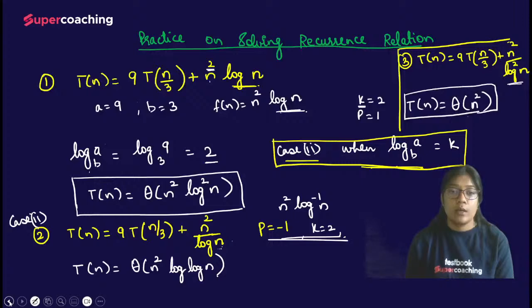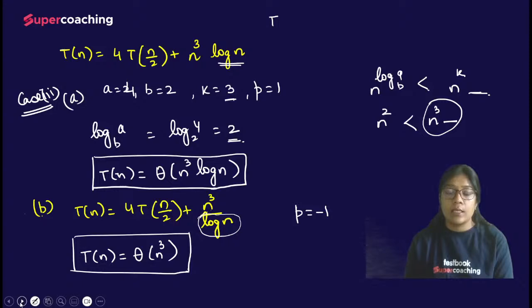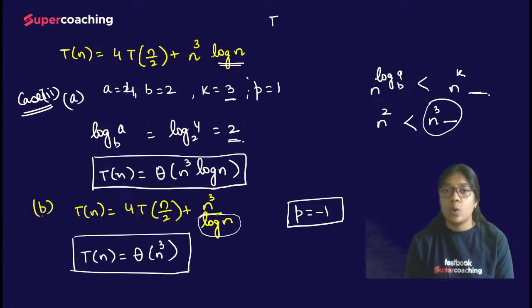Okay, so here are the two cases. In the first case I have taken the value of p greater than 0, and in the second case I have taken the value of p less than 0. So in our case it was -1. In this case it was greater than 0. I hope this is also clear.